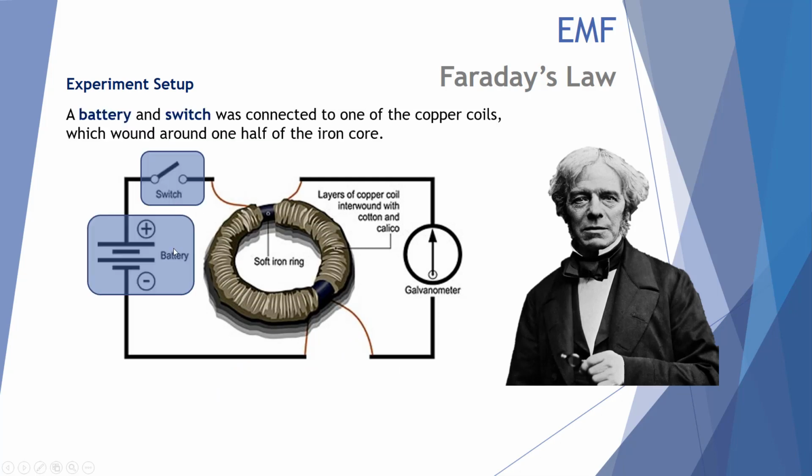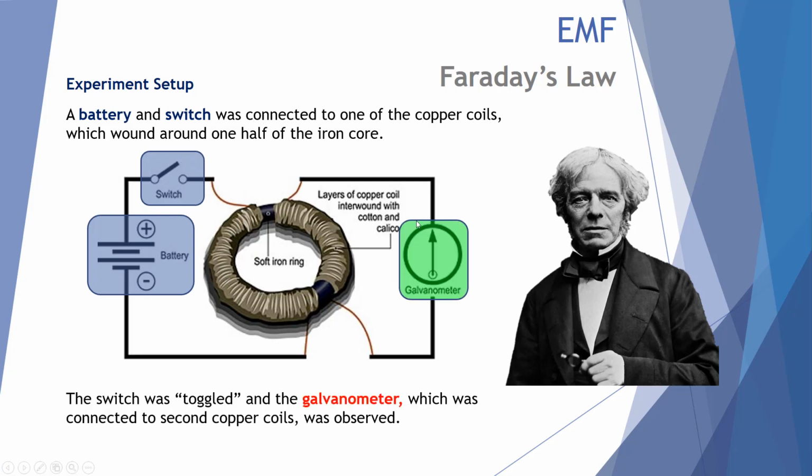So we have a battery and a switch, which has been connected to one of the copper coils, which wound around one half of the iron core. The switch was toggled, and the galvanometer, which was connected to the second coil, was observed. So we're trying to find out, when we alter the position of our switch, what happens to the galvanometer? Does it detect current? Now, a galvanometer is a very sensitive microammeter.